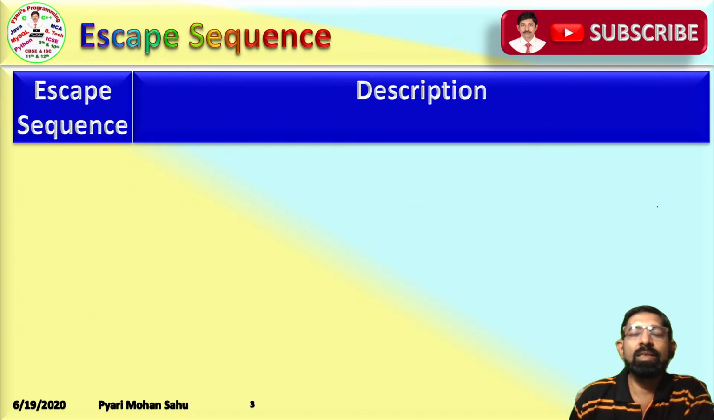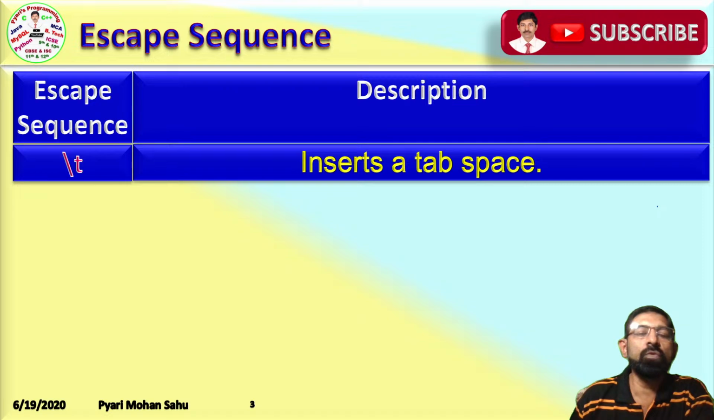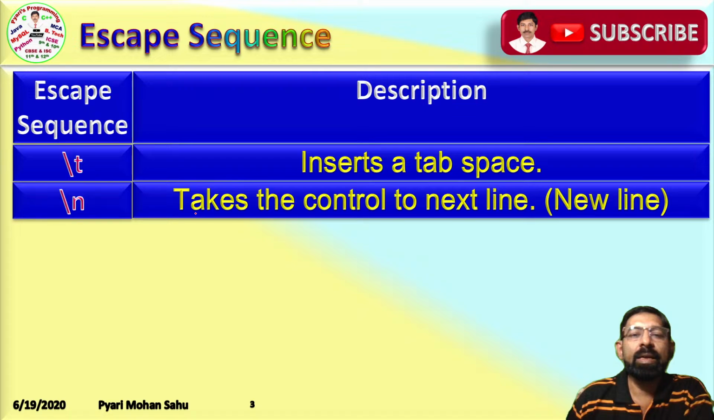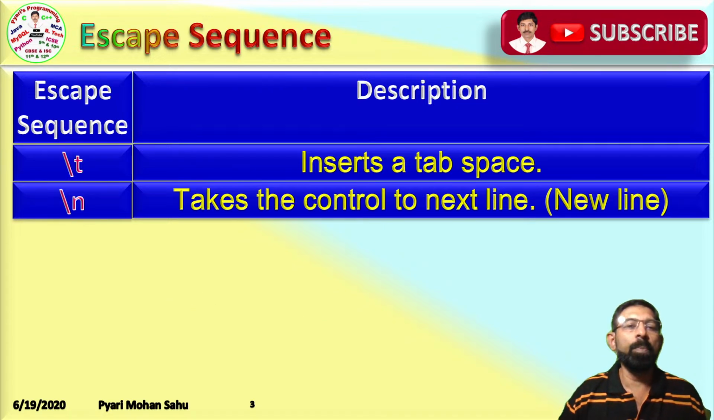So what are the escape sequences that we have? The first one is \t, which is used to insert a tab space. What is a tab space? It is the horizontal space that is available in your information or the output. \n takes the control to the next line. So let me show you. I think you people are aware of this. Still, I'm showing you how exactly it is working.